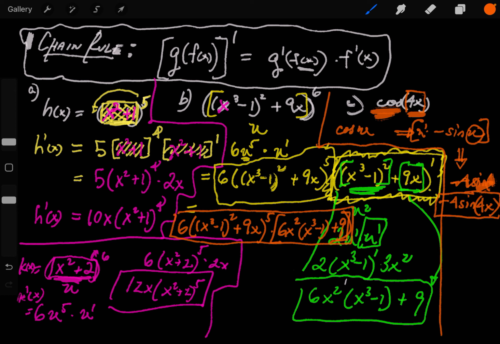Okay, we would need to know that the derivative of cosine is negative sine, and we would need to know that the derivative of 4x is just 4, okay? That shouldn't take too long to justify.